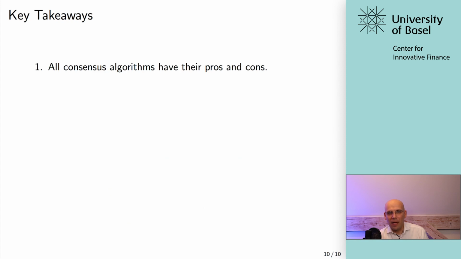All right, let's wrap up with some key takeaways. Number one, all consensus algorithms have their pros and cons. I think you really have to understand what you want to achieve first, before you pick the blockchain you want to run your application on. And there isn't a one-size-fits-all solution. When you want to go with something decentralized, then you certainly do not use proof of authority because it is not decentralized at all.